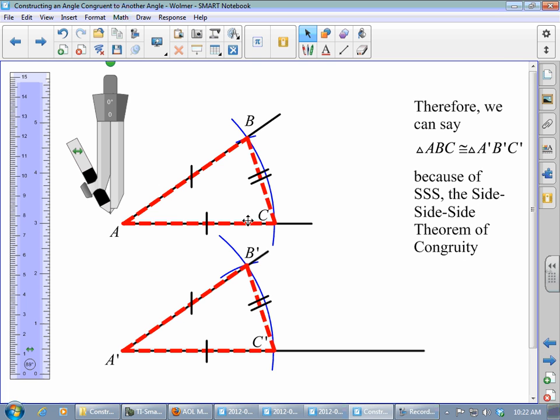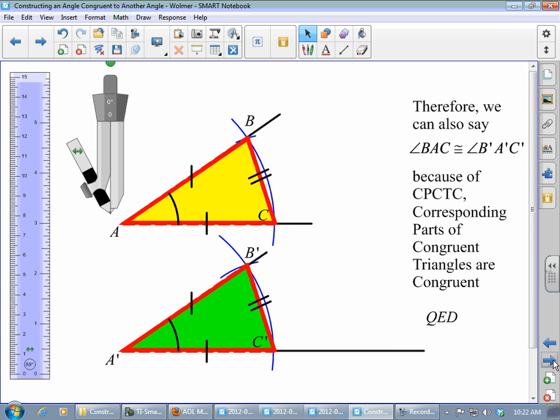And therefore we can say that triangle ABC is congruent to triangle A prime, B prime, C prime because of SSS, side-side-side theorem of congruity. And therefore we can also say that angle BAC is congruent to angle B prime, A prime, C prime because of CPCTC. Corresponding parts of congruent triangles are congruent.